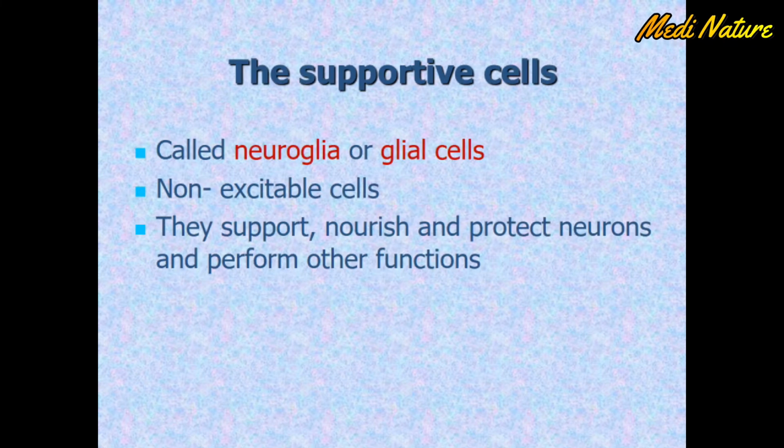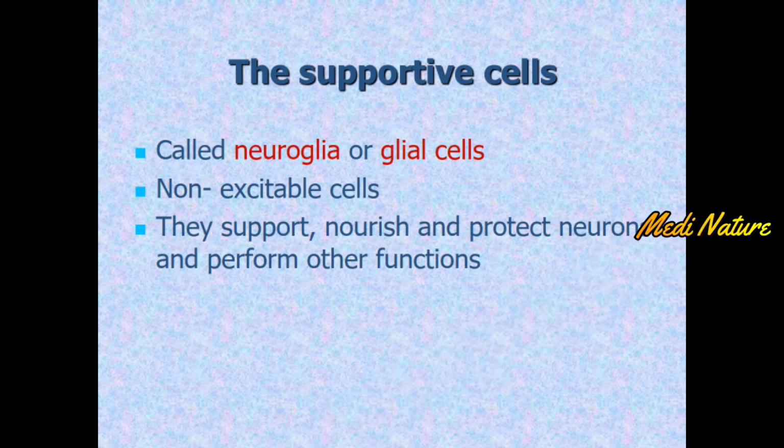The other type of cells is the supportive cells. These cells are non-excitable cells. They are called neuroglia or glial cells. They are important for the support, nourishment, and also for the protection of neurons, as well as they perform some other functions.